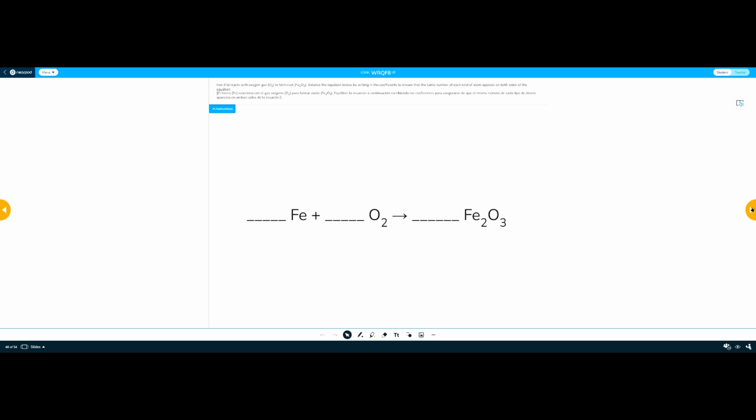We're going to practice a type of skill that we're going to see in much more depth in a later unit. But for now, let's just go ahead and give this a try. Let's go ahead and read the directions. Iron, Fe, reacts with oxygen gas, O2, to form rust, Fe2O3. Balance the equation below by writing in the coefficients to ensure that the same number of each kind of atom appears on both sides of the equation.